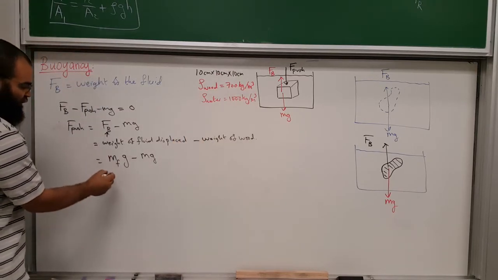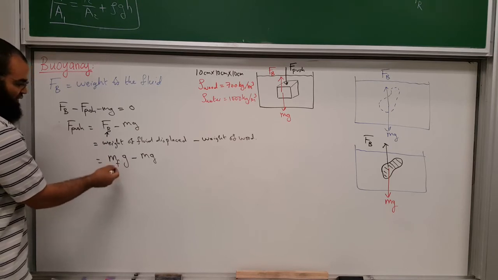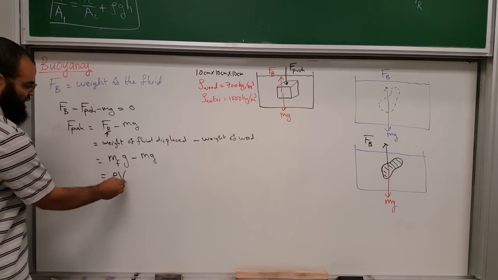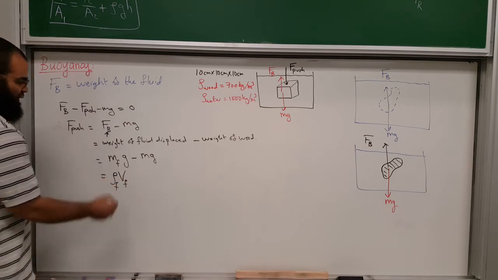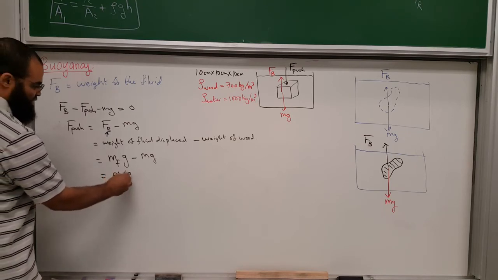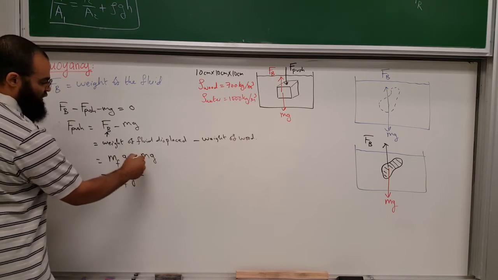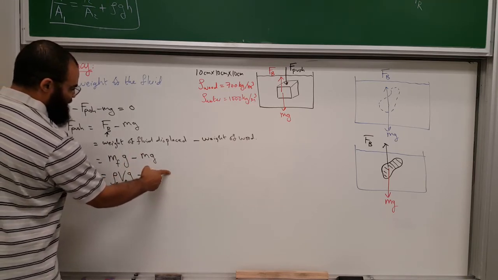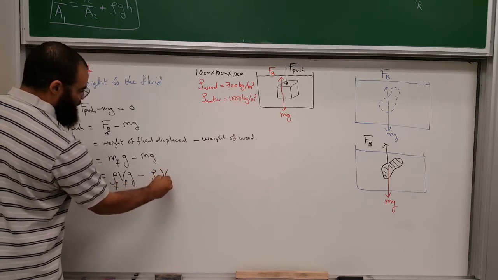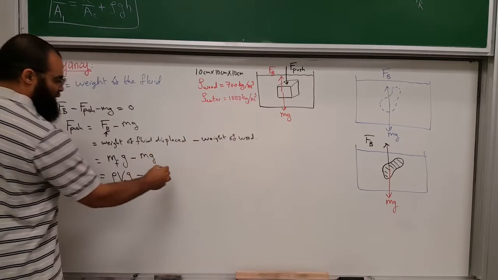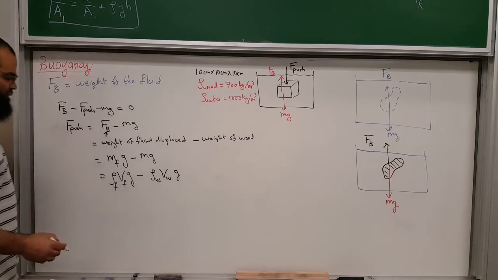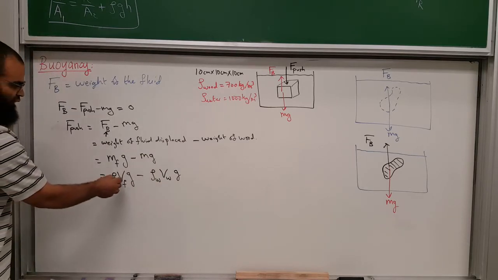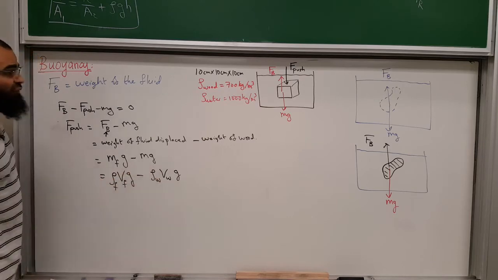Now, the mass of the fluid, how much fluid, what's the mass? Well, it's the density of the fluid times the volume of that fluid. That's the mass of the fluid times gravity. And then minus, what's the mass of the wood? Well, it would be the density of the wood times the volume of the piece of wood that you have submerged times gravity.